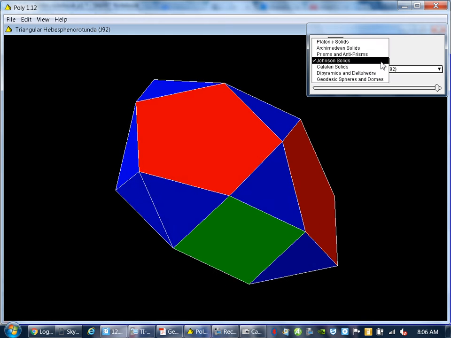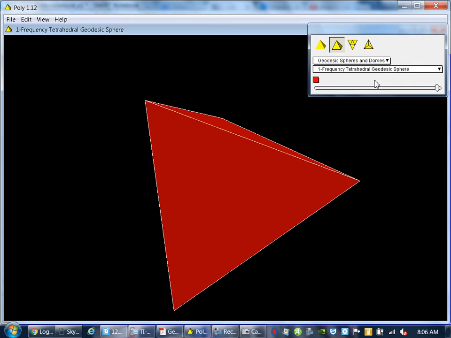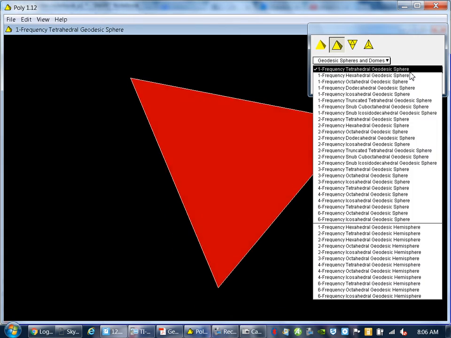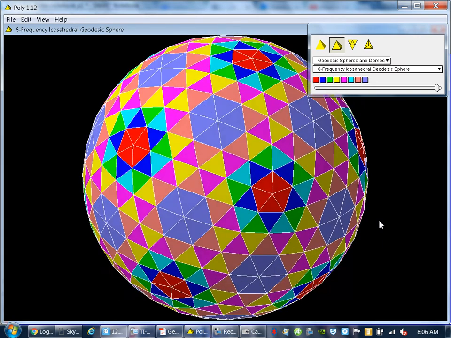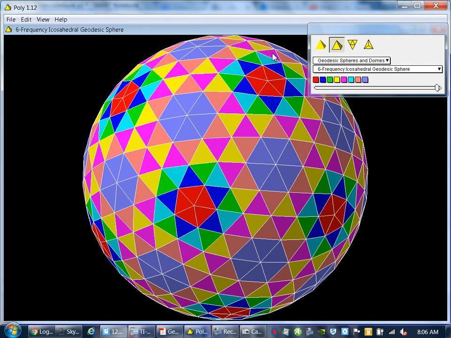All right. So there's that. Hey, look at this, Mr. Rouse. We got cool stuff. We have geodesic spheres and domes, and here's a 6-frequency icosahedral geodesic sphere. It's a soccer ball. No, it's a disco ball.